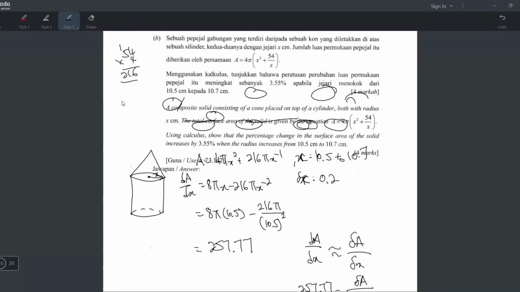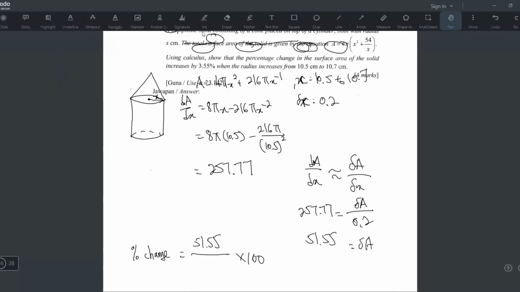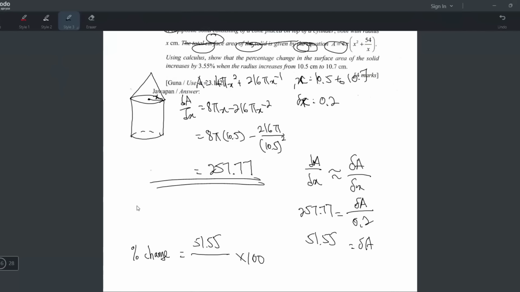So your A original, I'll make some space here and do it here. Look at the equation. It will be 4 pi x squared plus 216 pi, where x power negative 1 is actually over x. And then x is substituted with 10.5, because 10.5 is the original value of x.